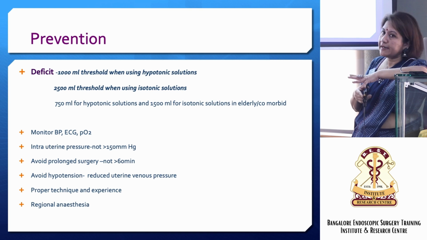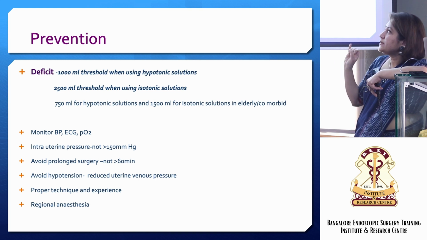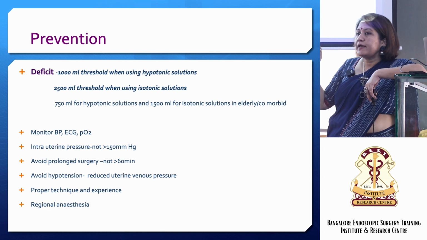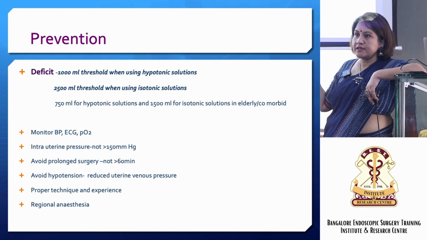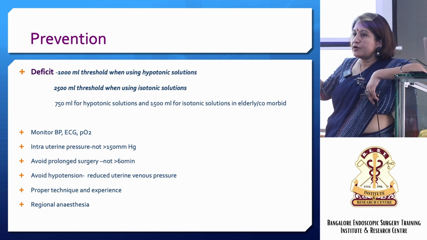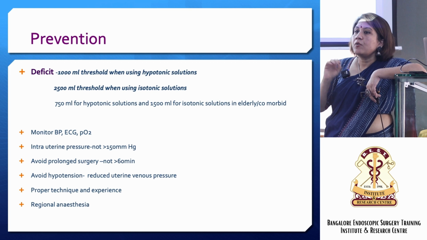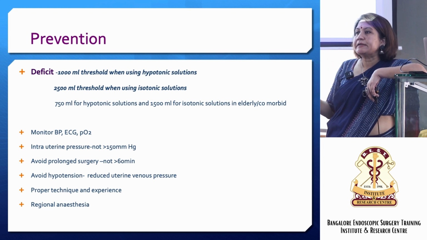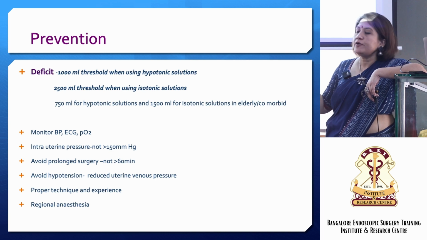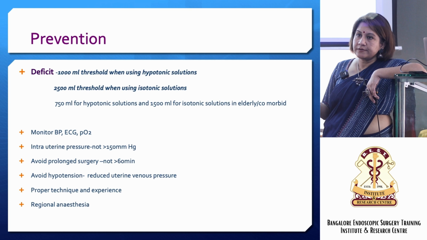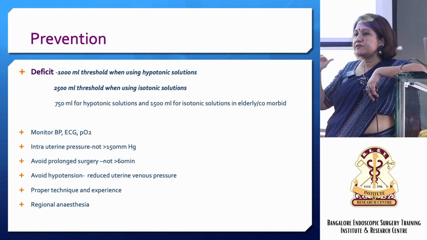What is important is, of course, you monitor the BP, ECG and oxygen saturation. Again, intrauterine pressure should not exceed 150 millimeters of mercury, because that's the intraarterial pressure. So try not to exceed that. As of now, the recommendation still remains that at the end of 60 minutes, you abandon the surgery. Wherever you are, you have to abandon the surgery at more than 60 minutes. Of course, the faster you do it, the better for the patient. So 60 minutes will be the cutoff.